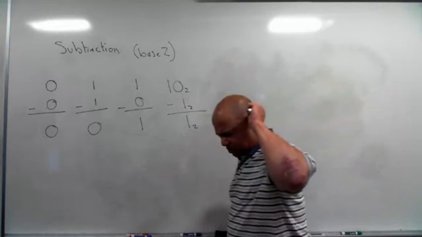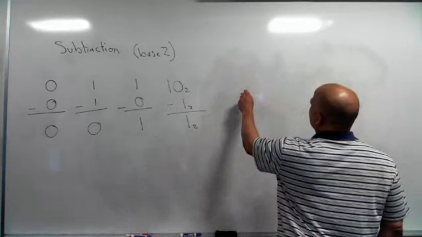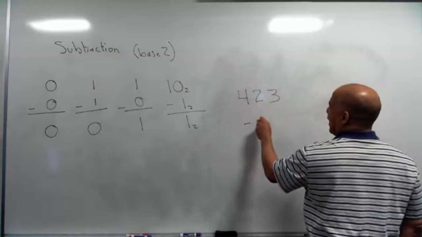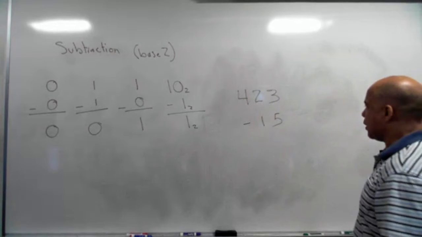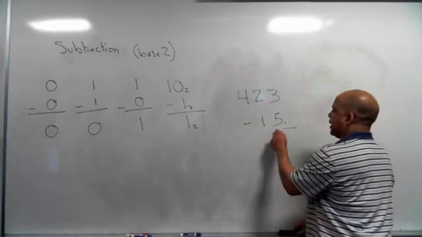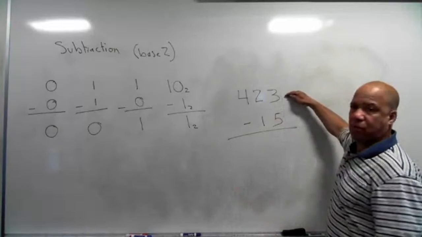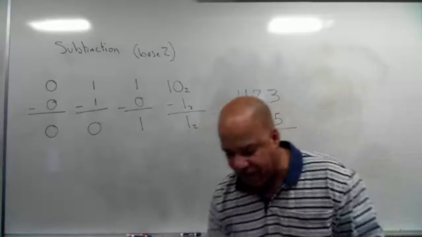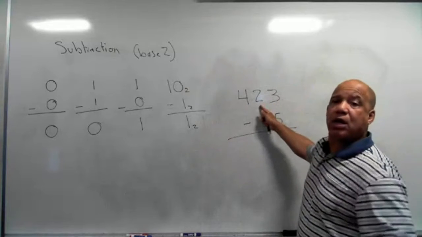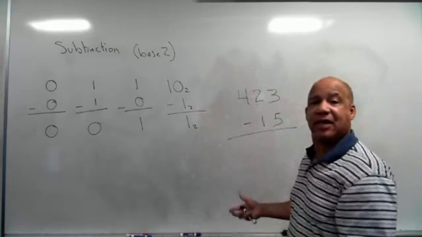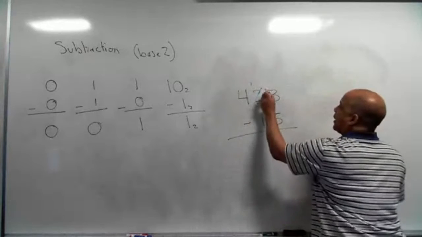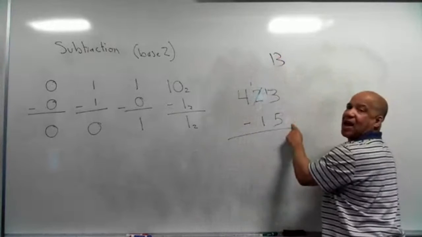Now, let me review something with you. Let's say I have 4, 2, and 3, and I want to subtract from that 15. Well, here's what you would do. These are base 10 numbers. In our number system, if I want to subtract this, I say, all right, I want to take 5 from 3. Well, I can't do that. So I'm going to borrow 1 from here. Remember, this is the ones place, and this is the tens place. When I borrow 1 from the tens place, it comes over to the ones place as a 10. You cross that out, change that to 1, but the 1 that you borrowed comes over here, and that's really a 13. So I have 13 minus 5, and that we can do.